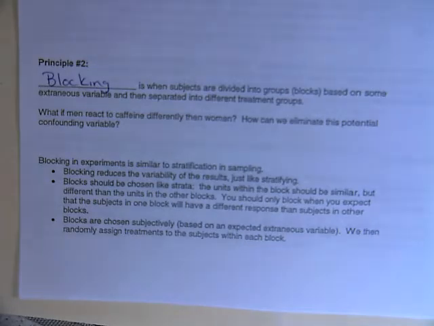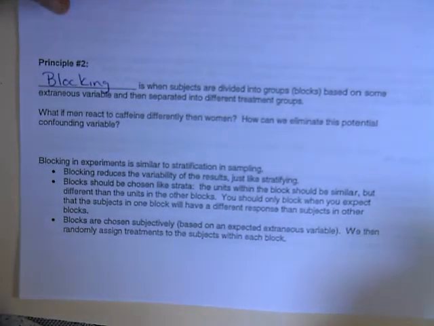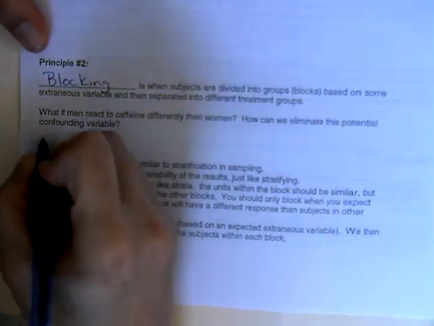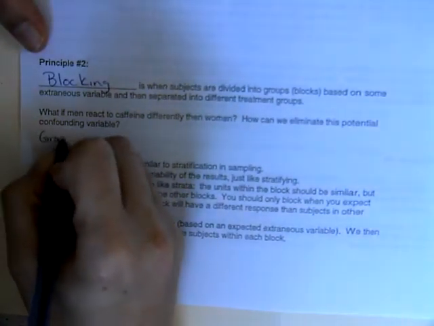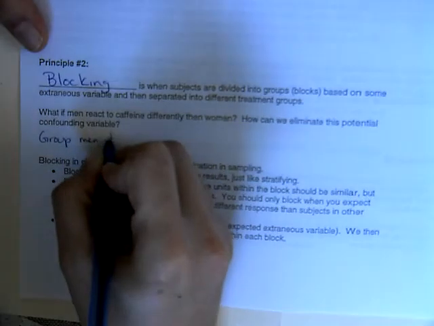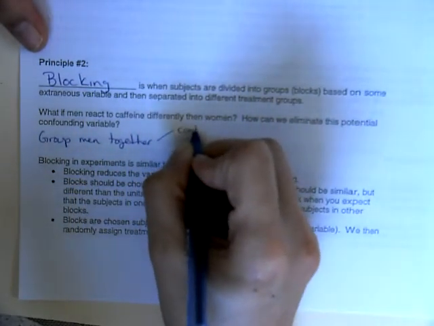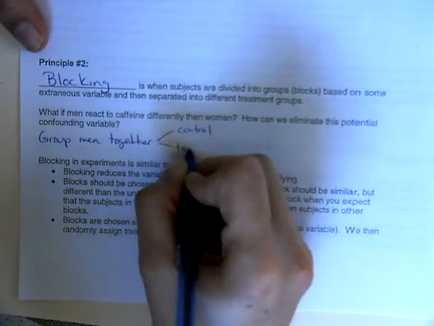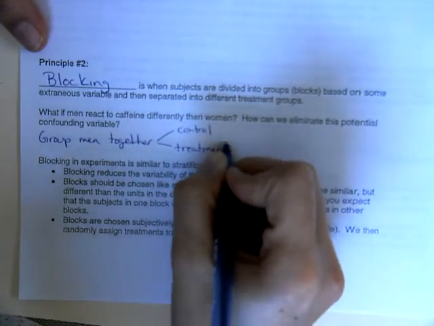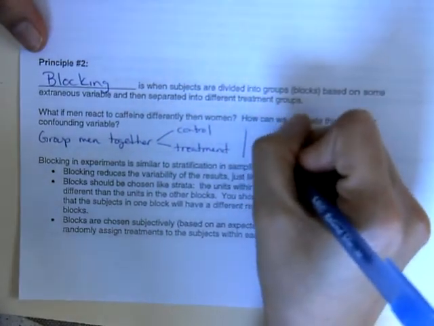What if men react differently to caffeine than women? How can we eliminate this potential confounding variable? So what we would end up doing is we'd group men together, and you have your control group and your treatment, and then we'd group women together.